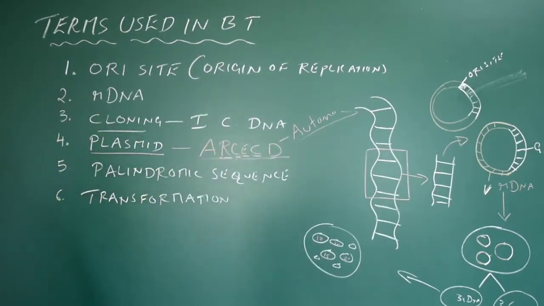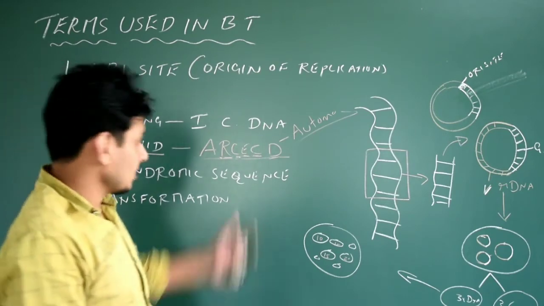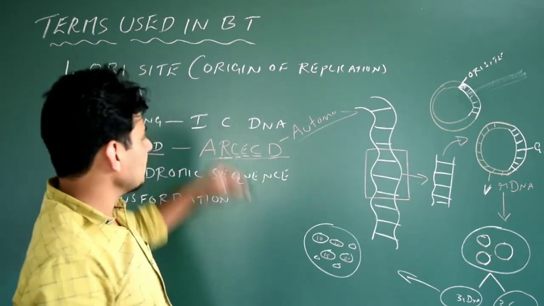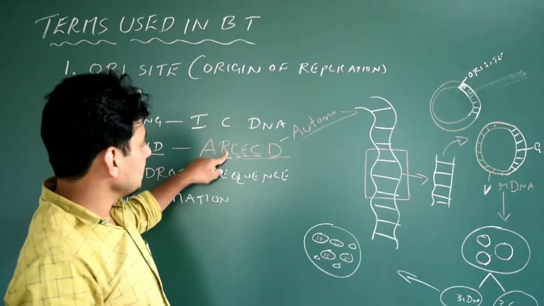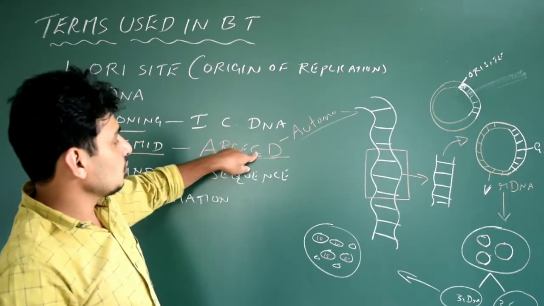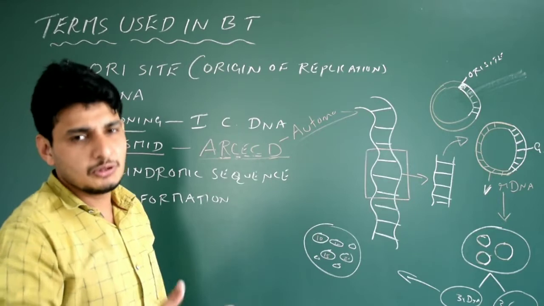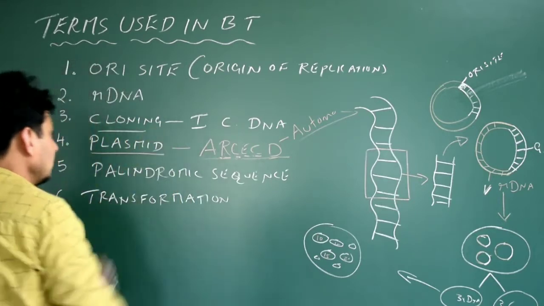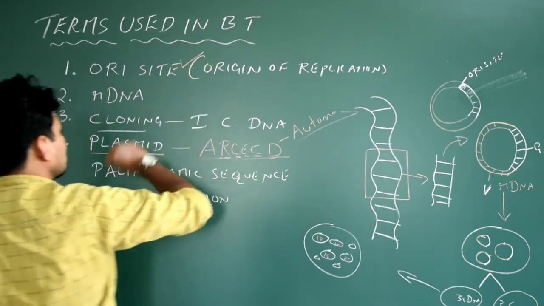So how do you remember if the question is asked in your board examination? Remember RKCD. Autonomously replicating circular extra chromosomal DNA. Can you write the definition even though it is given in the notes? Just write it out, very important. So ORI site is compulsory for the replication.